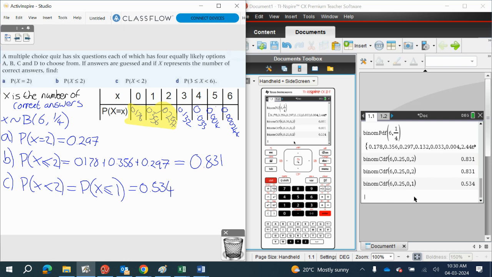Have a go at calculating D for yourself at this point. Let me know what the answer is. Have a go at calculating D.